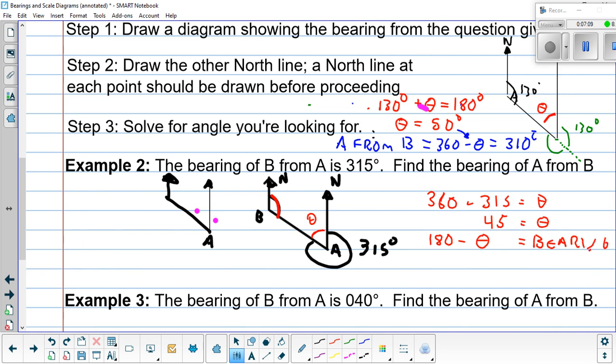This is why there's no one method here. It's just personal preference and what angle theorems you know or remember. Here, our bearing then, well, if theta is 45, our bearing has to be 180 minus 45, which is 135 degrees.